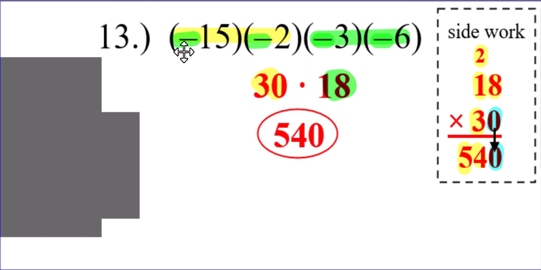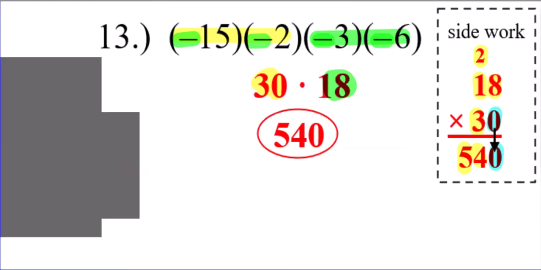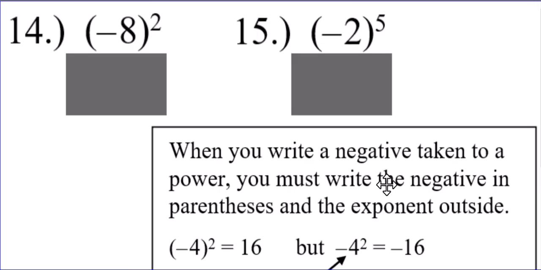And remember, an even amount of negatives gives you a positive, whereas an odd amount of negatives will give you a negative if you are multiplying or dividing. All right, problem number 14. Let's use that same rule I just talked about. An even amount of negatives, you are going to get a positive.